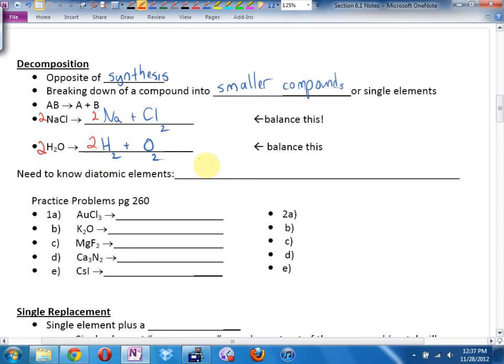Oh, you need to know the diatomic elements. And the word I gave you was Hofbrinkel, which stands for hydrogen. If it's by itself, it's always going to be an H2. Oxygen, if it's by itself, it's always going to be an O2. Fluorine, F2. Bromine, Br2. Iodine, I2. Nitrogen, N2. Chlorine, Cl2.